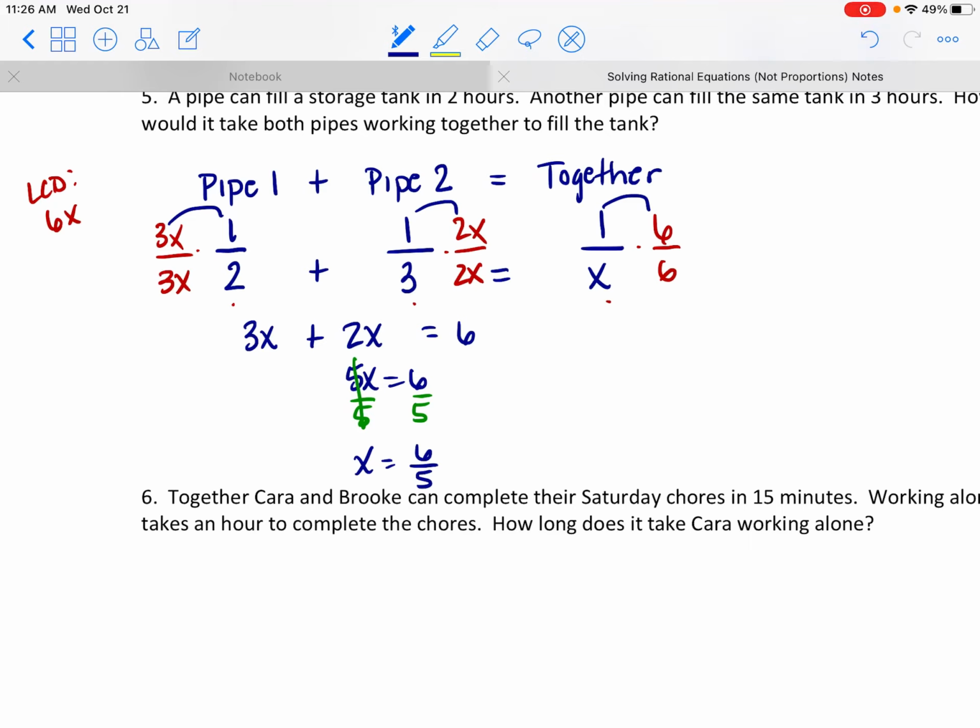But remember, with a word problem, we want to make sure our answer makes sense to the problem. So if I said, how long is it going to take these pipes to fill the tank if they were working together, you're going to say, oh, it's going to take them 6/5 hours. Probably not, because we don't speak in fractions. So I think converting this to a decimal would be more reasonable. And as a decimal, this would be 1.2. So if you said, it's going to take 1.2 hours, I think that would be reasonable. And we knew it was going to be less than 2, so that definitely makes sense.